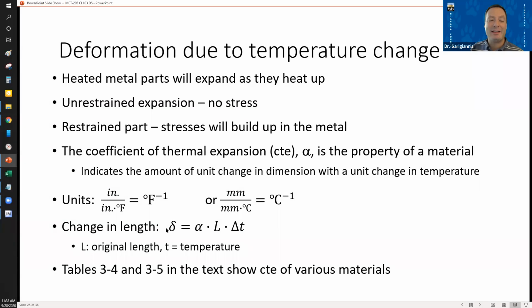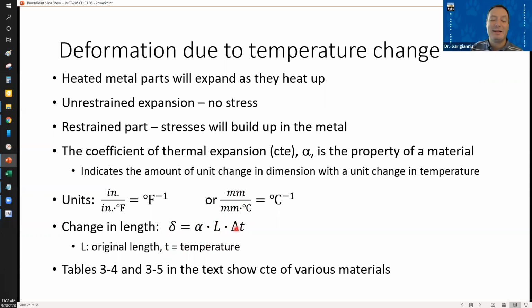So your change in length, delta, is just the coefficient of thermal expansion, how many millimeters per millimeter per degree Celsius, times the original length. Notice, the longer an object is, the more it's going to change in length as you heat it, assuming you heat it up uniformly. And then delta T. Your book, for some reason, uses a small t for temperature. Everywhere else a small t is time, but here it's temperature. This is your temperature change.